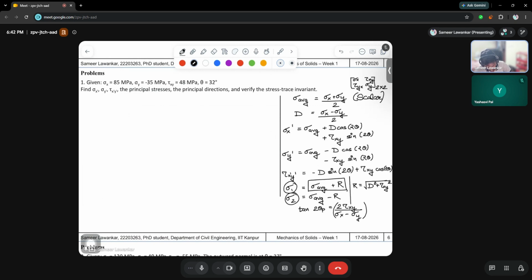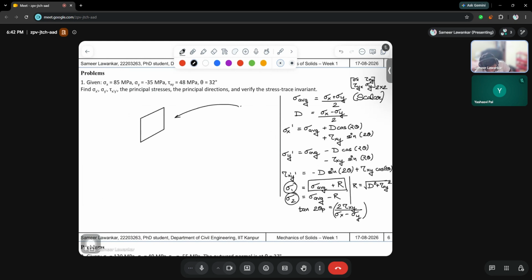So sigma x is given as 85 MPa. Let's make a very basic model. Let us suppose this is the section we are talking about, and this is a very infinitesimal point. I am trying to scale it big, but assume it is a very small area on which the stresses are acting. So it's basically a point, but we are defining a point in some particular area.